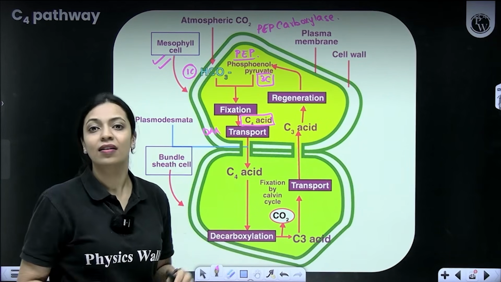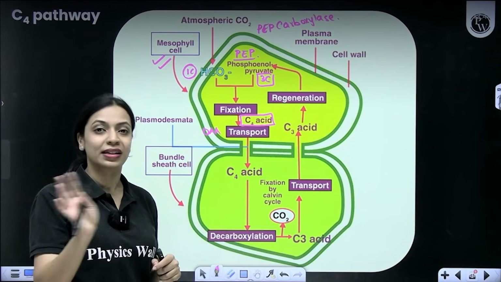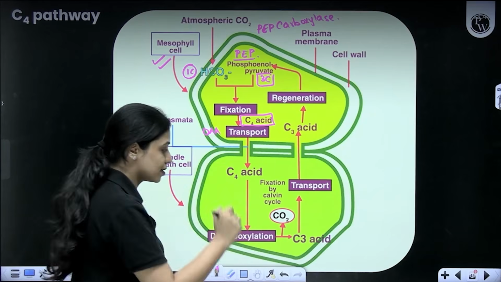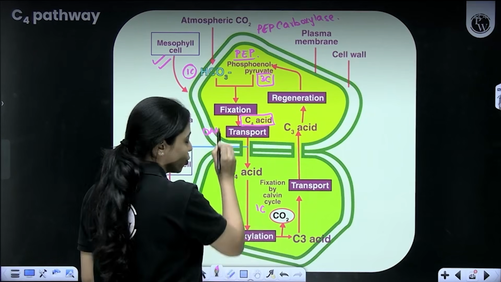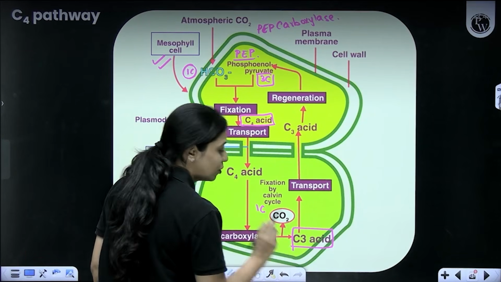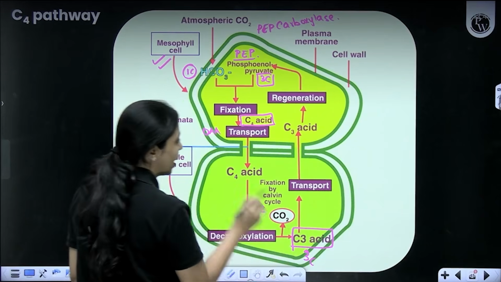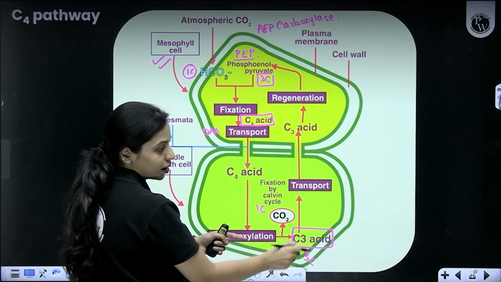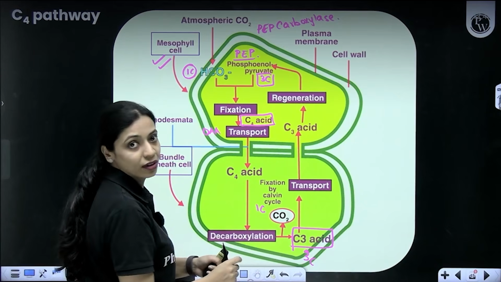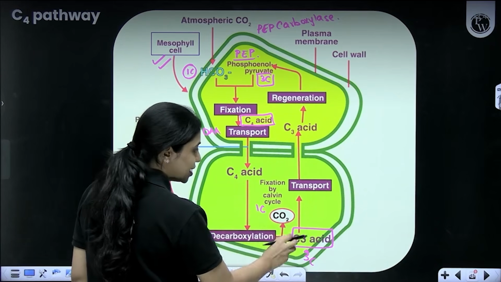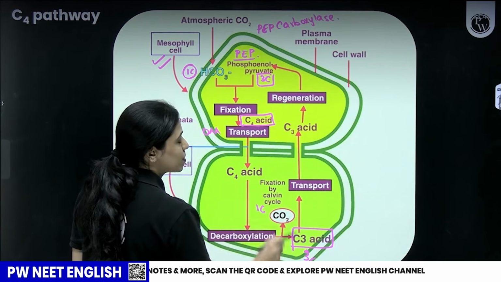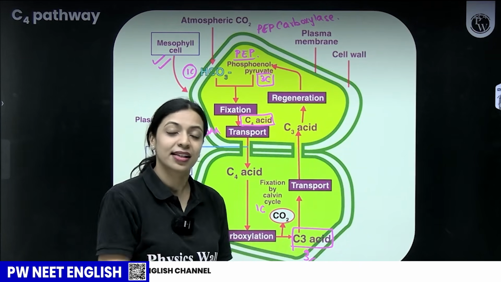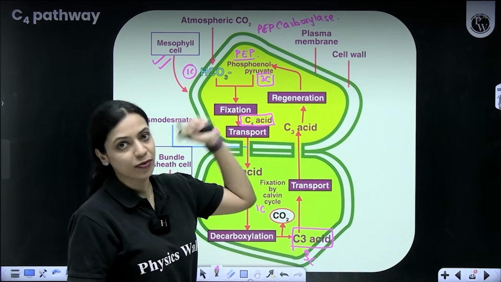Once it reaches the bundle sheath cell, it undergoes decarboxylation there. One carbon dioxide from the C4 acid gets removed. So you're taking out 1 carbon from a 4-carbon compound, a C3 acid will form as a result. Here you had 4 carbons, 1 carbon removed in the form of carbon dioxide, 3 carbons remain in the form of C3 acid. Now this C3 acid is transported via plasmodesmata back into the mesophyll cell. Over there, that C3 acid will regenerate to produce phosphoenol pyruvate.